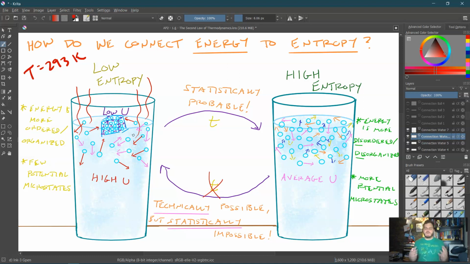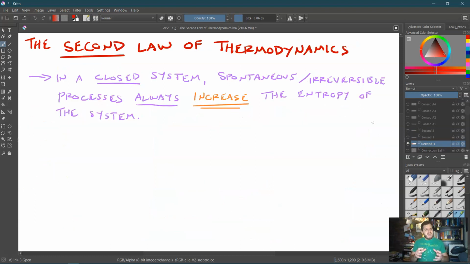The odds would be so tiny that you could sit here and watch this glass of water for the entire age of the universe and never see this occur. However, it is still technically possible. So now we're going to create a new formalized version of the second law of thermodynamics.